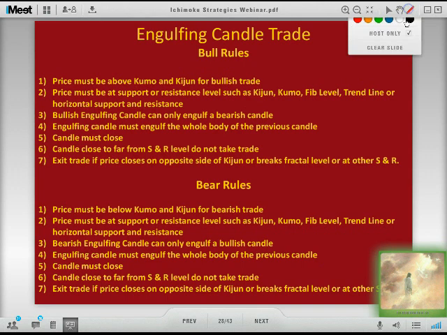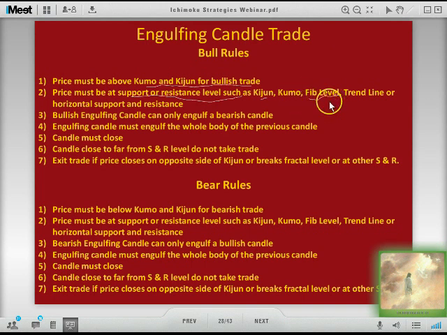All right, so first rule, price must be above the Kumo and the Kijun for a bullish trade. All right, price must be at a support and resistance level, so it could be at the Kumo, it could be at the Kijun-sen, it could be at a fib level, a trend line, or a horizontal support and resistance line that you drew yourself. All right, so the bullish engulfing candle can only engulf a bearish candle. An engulfing candle must engulf the whole body of the previous candle. So it has to engulf that whole body.